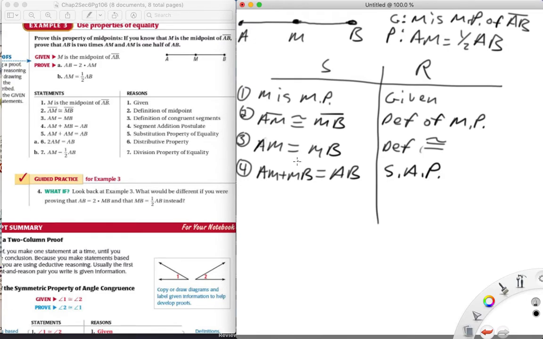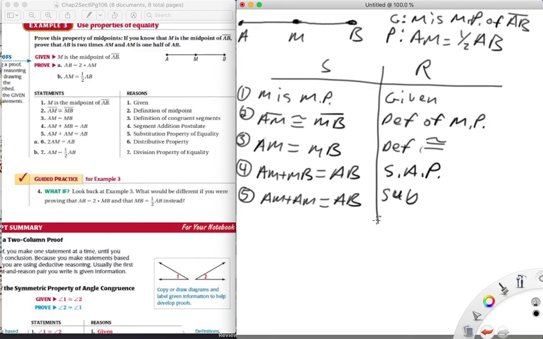Then we can say, what are we trying to prove? Okay, AM. Then we can say that AM plus AM is equal to AB. What did we do? We got back here from line 3 that AM is equal to MB, so we substituted AM for MB. So we use the substitution property of equality, but we'll just call it substitution.